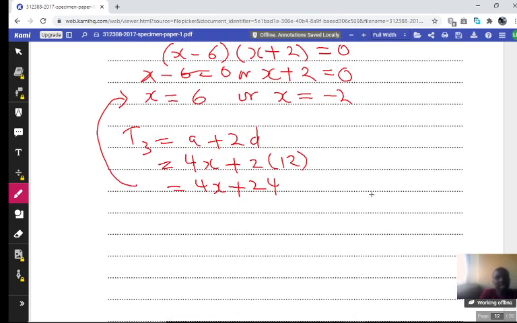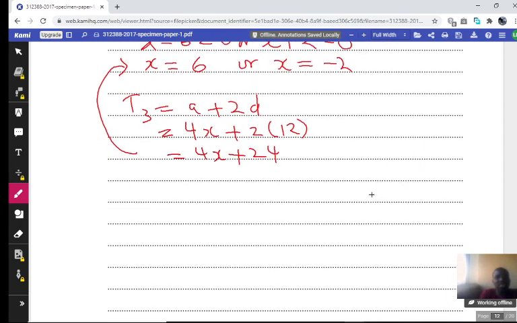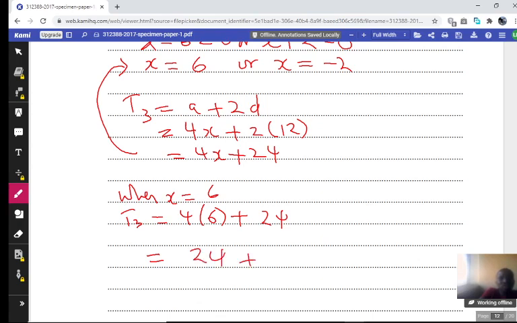So substitute the values of x to find the corresponding values of the third term. The first one, you put x is equal to 6, then x is equal to minus 2. When x is equal to 6, what will be the third term? T3 is equal to 4 times 6 plus 24, which is 24 plus 24, and the final answer is 48. So this is the third term when x is equal to 6.